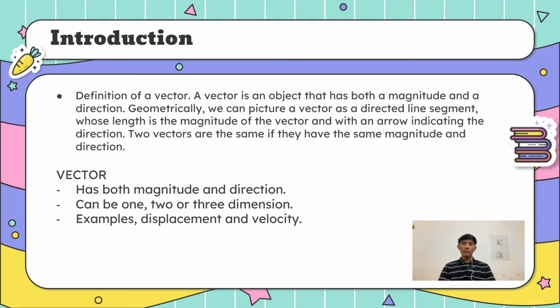There are some characteristics of vector. First, vector quantity has both magnitude and direction. Next, vector quantity can be 1, 2, or 3 dimensions. Examples of vector are displacement, velocity, acceleration, force, and momentum.